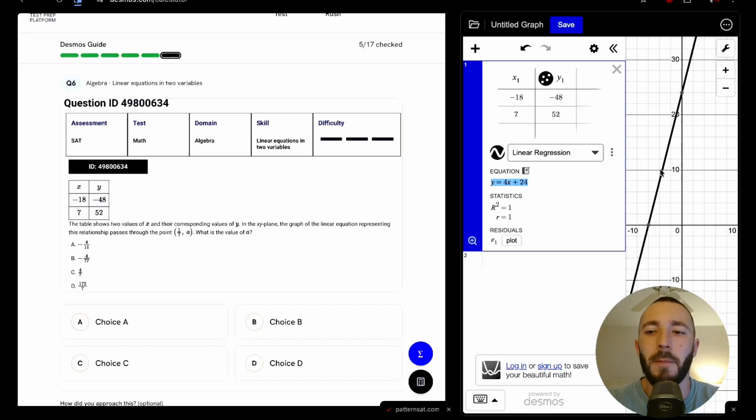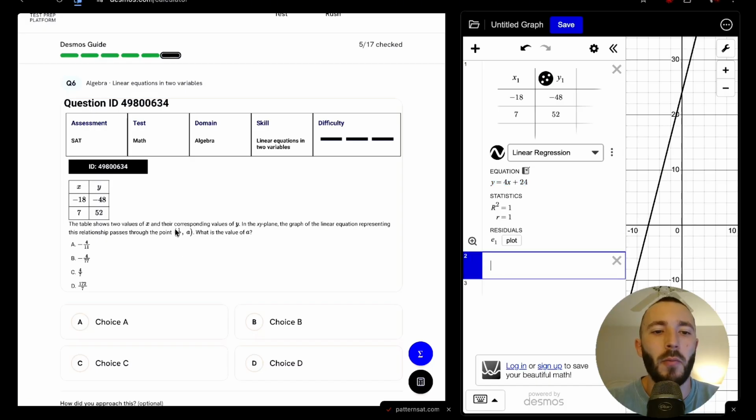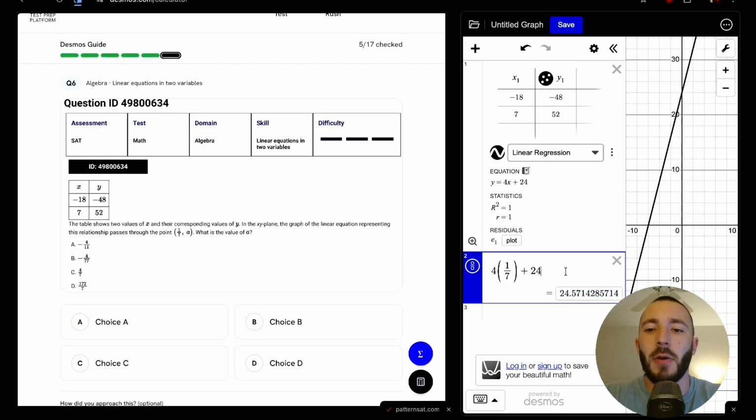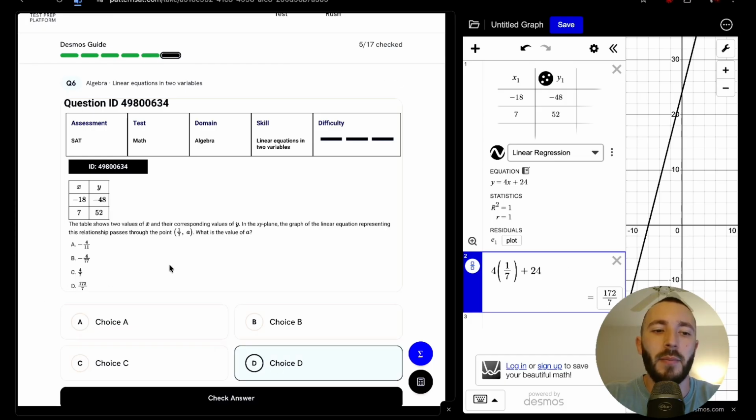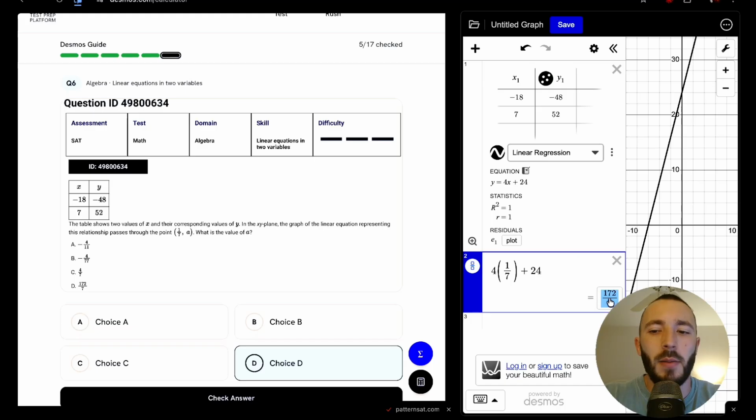Now, from here, there's a couple ways of solving it. We have a point at 1/7 comma a. So we know that the 1 over 7 is the x value, so we could just type 4 times 1 over 7 plus 24, and this is my answer. Now, a little trick, since none of these answer choices actually match, I could click this fraction button. It turns it into a fraction, 172 over 7. That's choice D. I've been noticing we're always getting choice D. Maybe all of the answers are choice D. Okay, so that's going to be the answer.